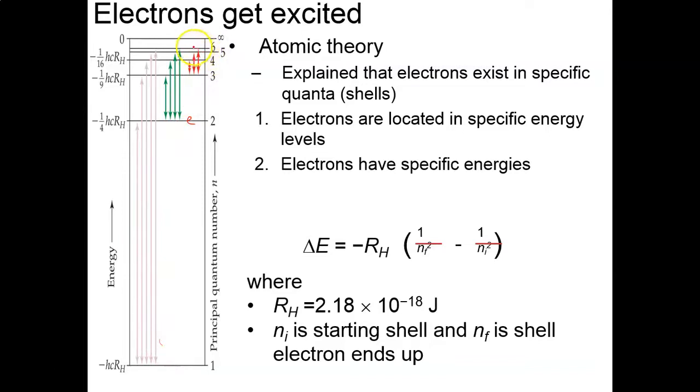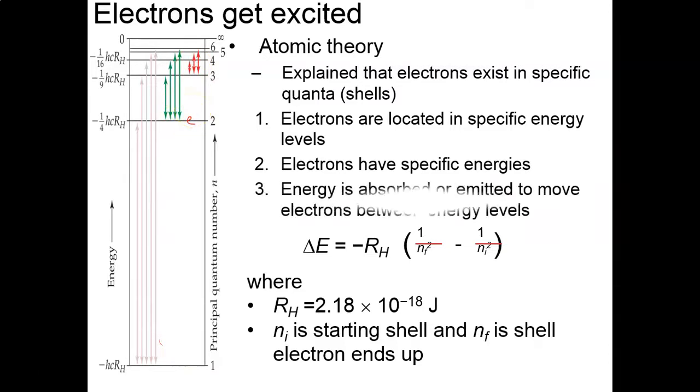So an electron in the 6th shell actually has more energy than one in the 1st shell. That's important, because it explains why if I'm going from the 1st to the 6th shell, I need to put energy in to make it happen, because this is lower energy than this. We'll come back to that principle a little later.